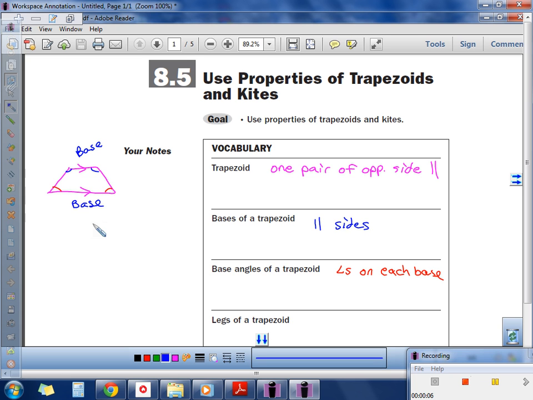Lastly, we have legs, and these other sides are the legs. So the non-parallel sides. I should have these with all different symbols. These are all different angles. So maybe put 1 mark, 2 marks, 3 marks, 4 marks. Yeah, they're definitely not the same down here. So those are all different size angles.